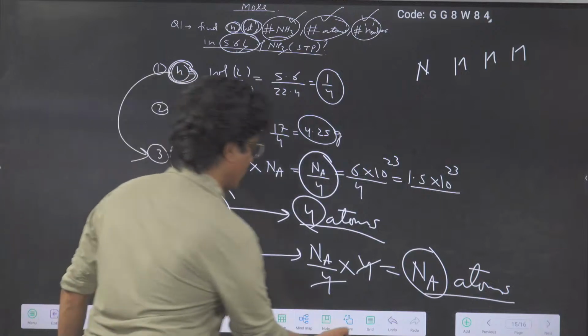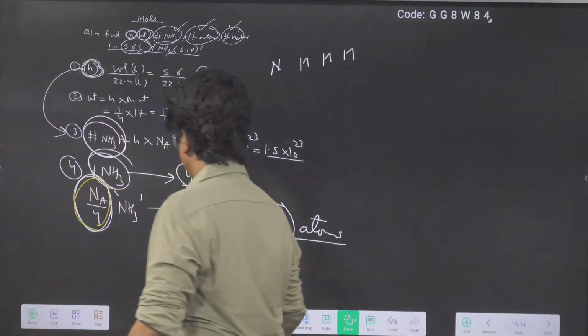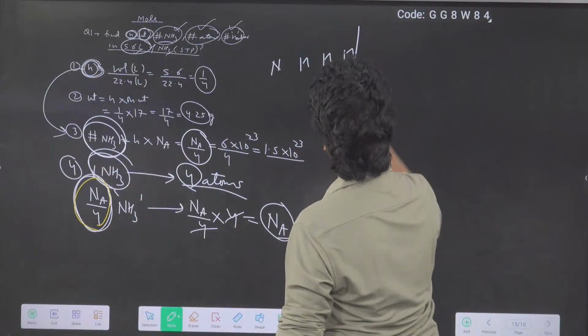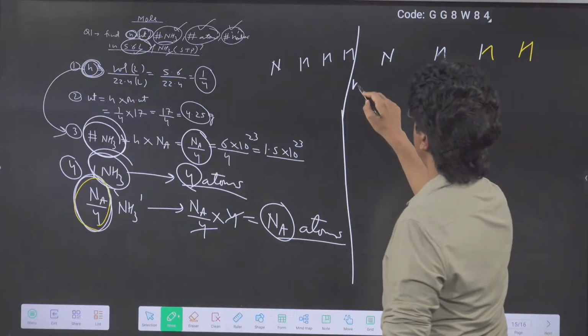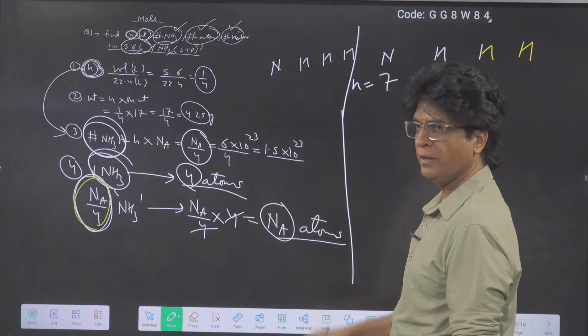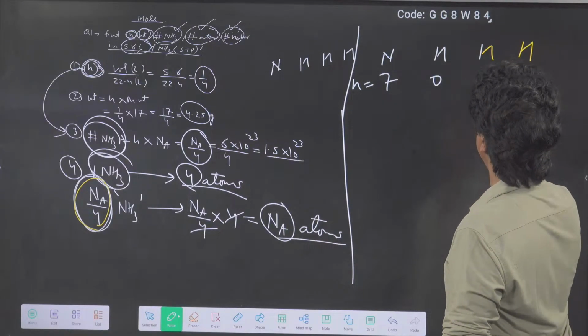Very good. And now we are coming to the last part, and that is number of neutrons. Who will tell me that? See, N, H, H and H. How many neutrons are there in ammonia? This N has 7, right? How many neutrons are there in H? 0, 0 and 0.